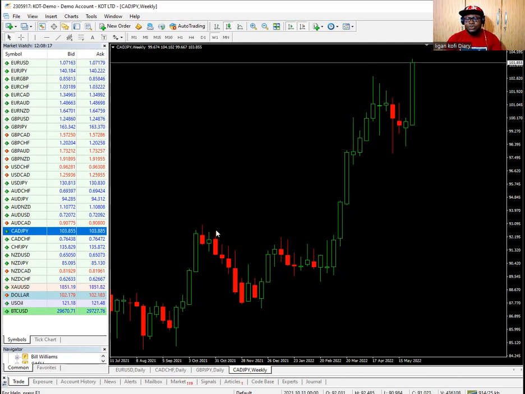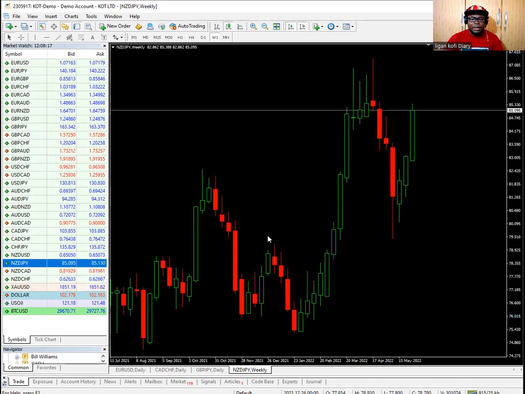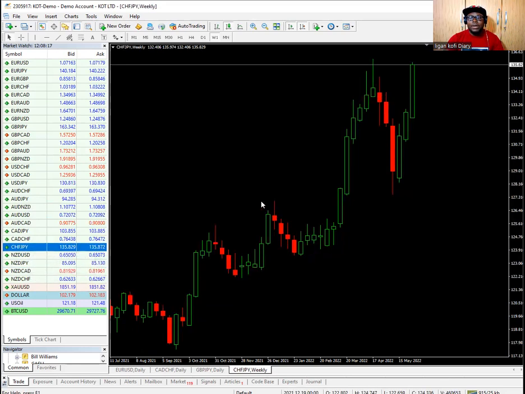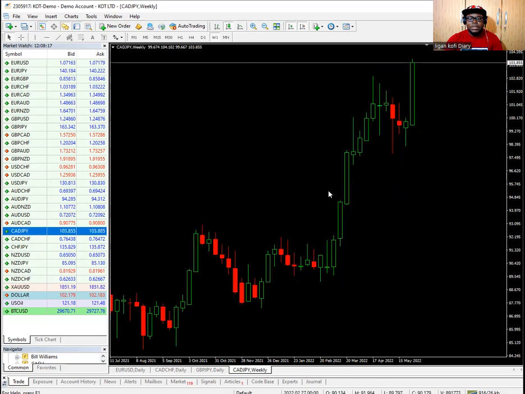I just decided to do it randomly, but you can do GBP JPY also. You can also do NZD JPY. You can also do CHF JPY here. You can also do this pair. So I am sticking to only two, which is the Euro JPY and then CAD JPY. These are going to be the two pairs I'm going to stick to. Now, let's go straight into the analysis.